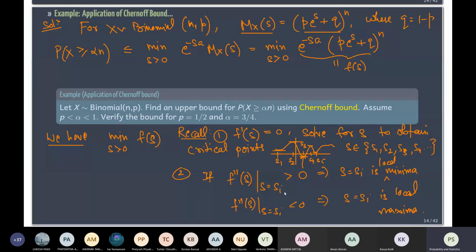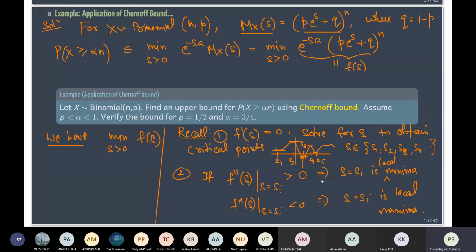Okay, so there are two possible cases. If it is equal to 0, then you have to go for the further derivative test and so on. So this is something we recall from calculus. Now, in our case, we'd have to take the derivative of this f(s), right? So first, and then we are supposed to go to the second derivative test and also make sure that it's greater than 0 for a minima, right?